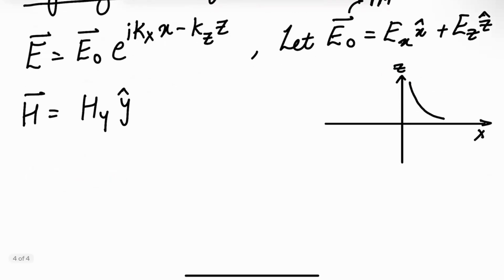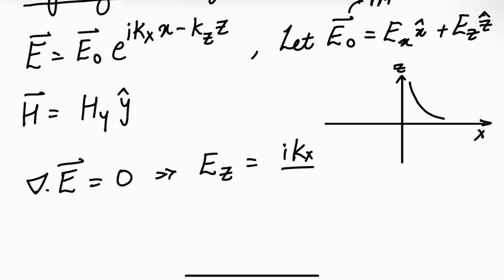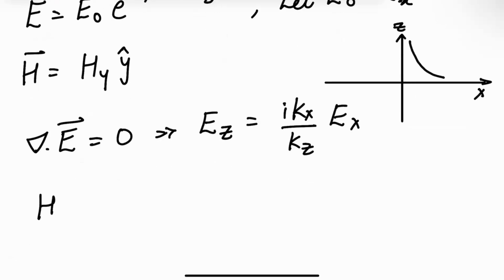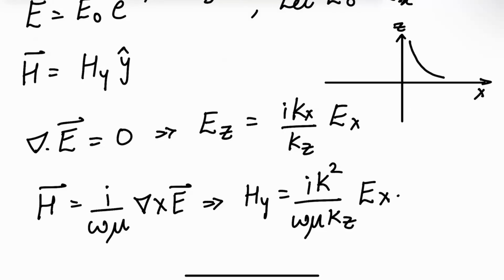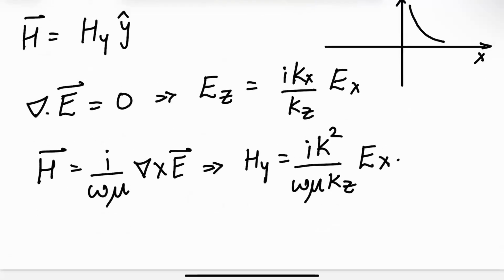Okay, so these are my fields. Now I want to find what Ex, Ez, and Hy are, and you can find that. You can set divergence of E to 0, and from that you can easily show that Ez is i kx over kz times Ex. Then you can also find H from i over omega mu times the curl of E. From this, you can show that Hy is equal to i k squared over omega mu kz times Ex. I'm going to skip some of the steps, but it's just some simple algebra.